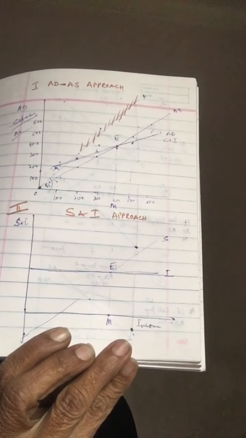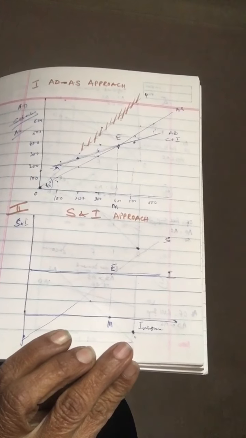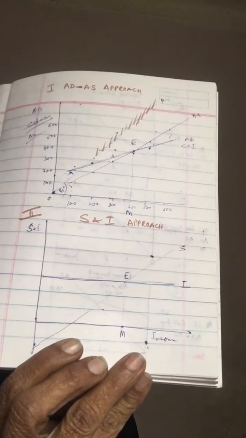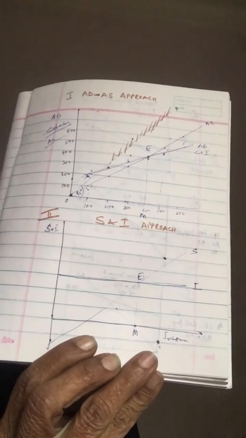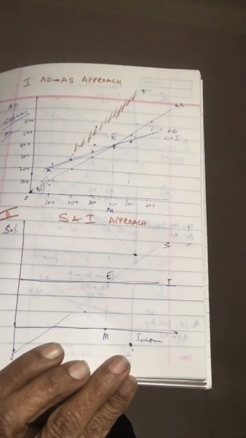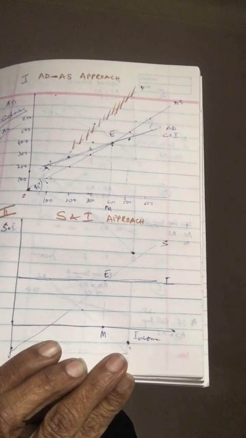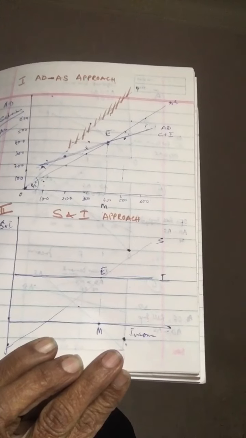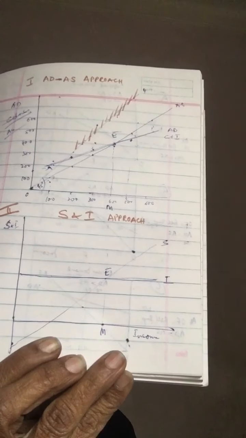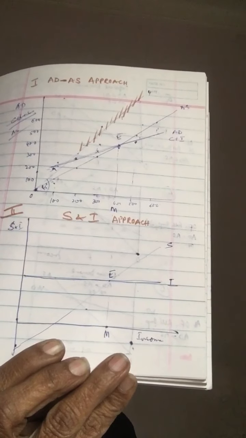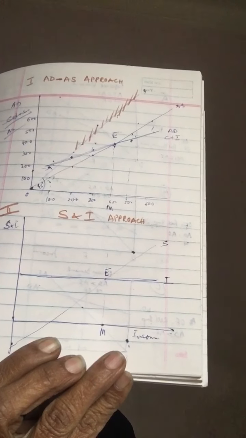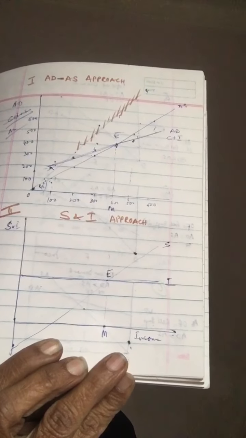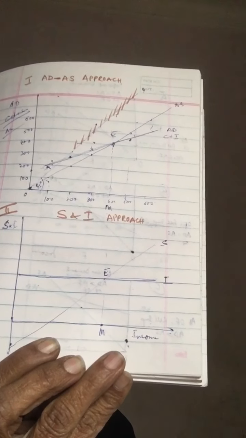At the income level OM, so what is the income level? 400, right? Firms plan to invest an amount equal to how much? If you look at your table, 40 crores, and households also plan to save the equal amount. So therefore OM is the equilibrium level of income.